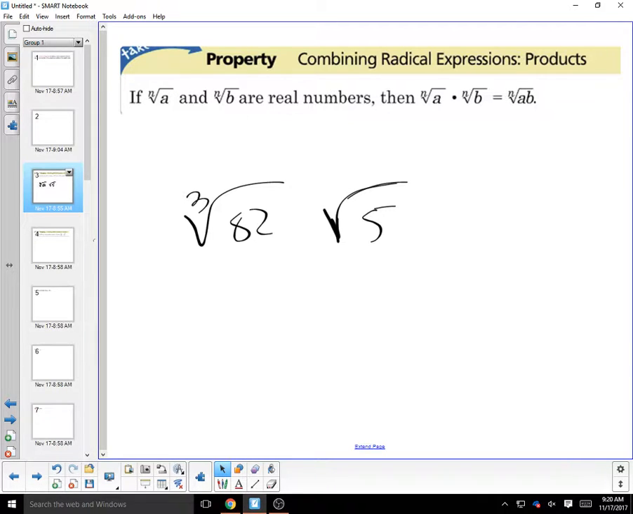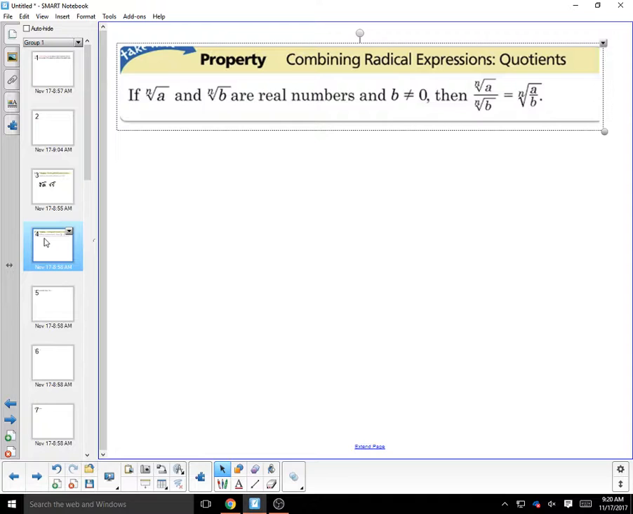What if you simplify that third root of 82? Then that'd be fine, but you'd get some number in front of the radical, whatever's left over, if there is a leftover for 82, and then you'd have to multiply by radical 5. So, questions on multiplying. Here's the other rule. If you want to divide them, they also have to have the same index.